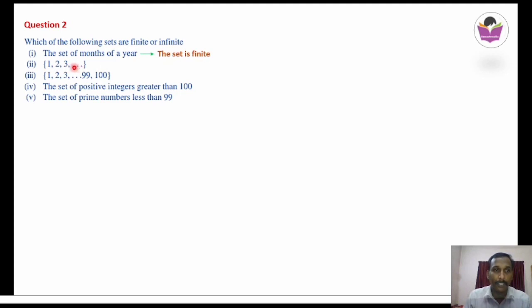Next one, when you check here, this etc. symbol is there, which shows infinity. 1, 2, 3, etc. it goes. It means it is uncountable. We cannot count the elements of the set because there is etc. It shows the infinity. So because of that, it is an infinite set. Next is 1, 2, 3, etc. up to 99 and 100. Here the last element is 100. Starting from 1 to 100, we can count the number of elements easily from this set. So because of that, the set is finite.